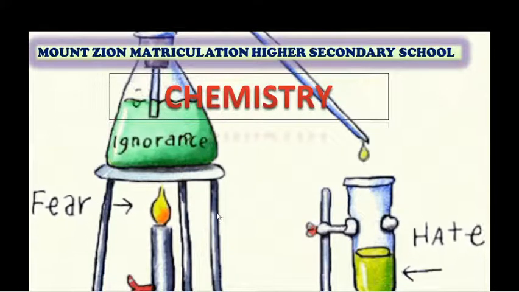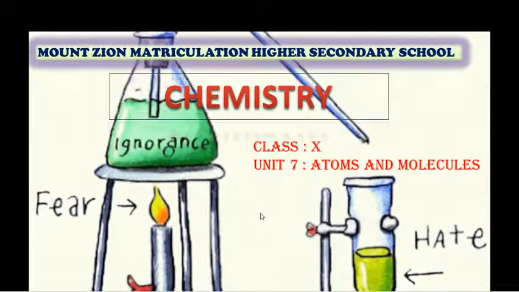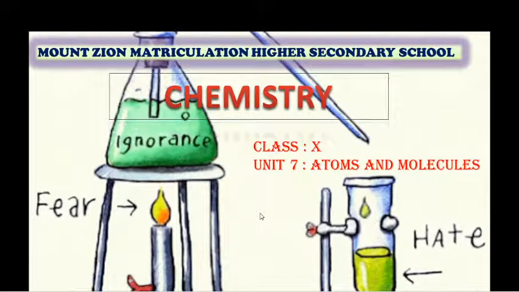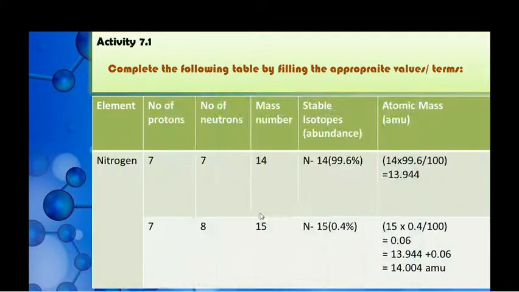So in today's session, we are going to discuss Unit 7, Atoms and Molecules. In this session, we are going to discuss book insight, activities and relative molecular mass. This Activity 7.1 comes under page number 95 in your book. Complete the following table by filling in the appropriate values and terms.